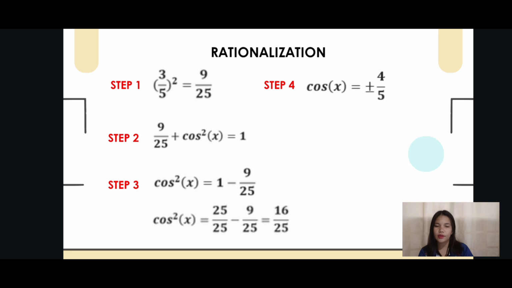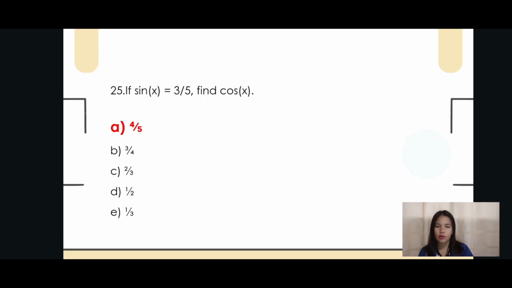So the final answer is cosine of x is equal to positive or negative 4/5. The sign of the answer, positive or negative, of cosine x depends on the quadrant in which the angle x lies. So, the angle x lies in where? It lies in the first quadrant. So basically, we'll be having the positive answer. So the final answer is positive 4/5.